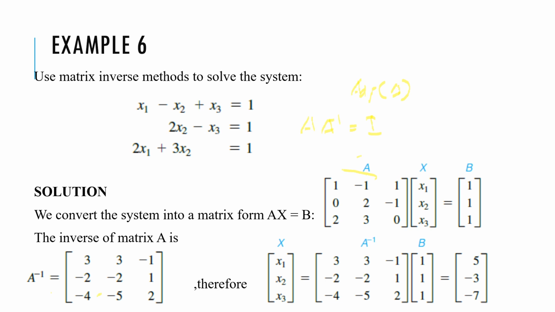Then the solution of this is A inverse times B, which is 5, negative 3, and 7. Where x1 equals 5, x2 equals negative 3, and x3 equals negative 7, right?